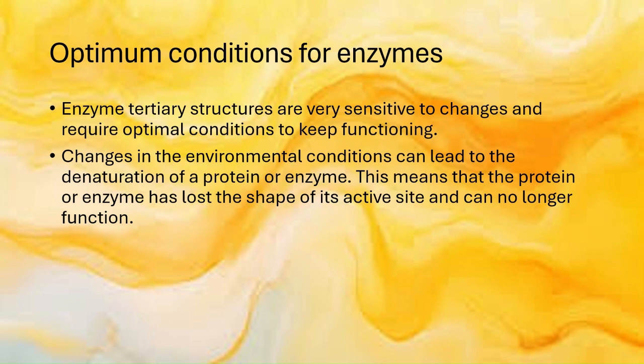So what are the optimum conditions for enzymes? Enzymes are tertiary structures that are sensitive to changes and require optimal conditions to keep functioning. Changes in the environmental conditions can lead to the denaturation of a protein or enzyme. This means that the protein or enzyme has lost the shape of its active site and can no longer function. We will be exploring enzymes in a lot more detail in topic 2, which will be uploaded soon, but this is all you need to know for topic 5.